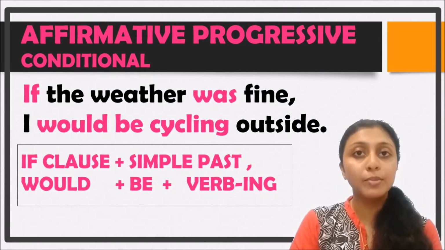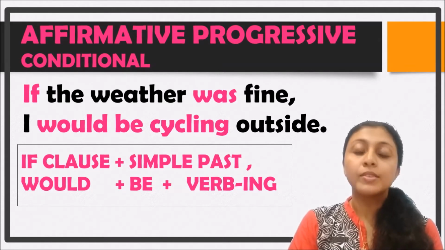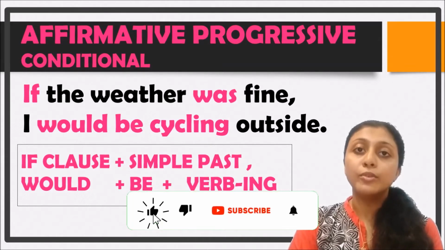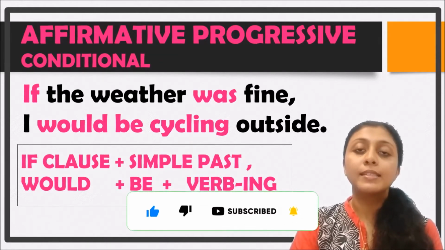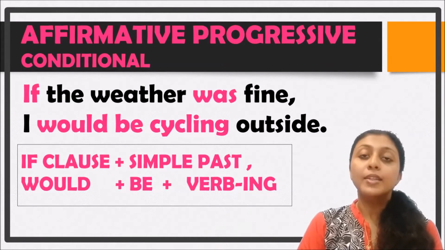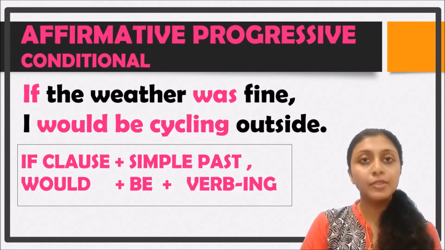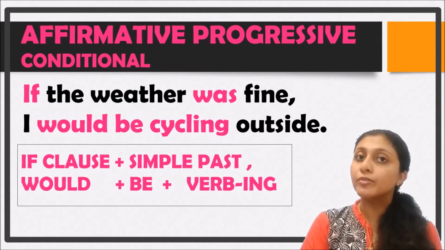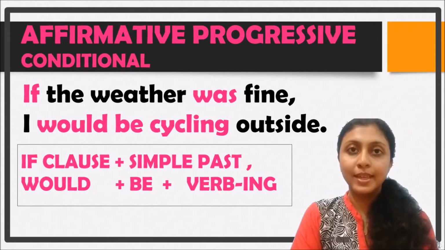And if you take a look at the second part of the sentence, it is I would be cycling outside. The second part of the sentence has the verb would plus be plus the verb cycling, which is cycle plus ing. Now this particular sentence is termed to be in the affirmative form. It is affirmative because the person is agreeing to the statement, which means if the weather was fine, then she would have gone cycling, which is a positive statement. This particular sentence is said to be in the affirmative progressive conditional form.